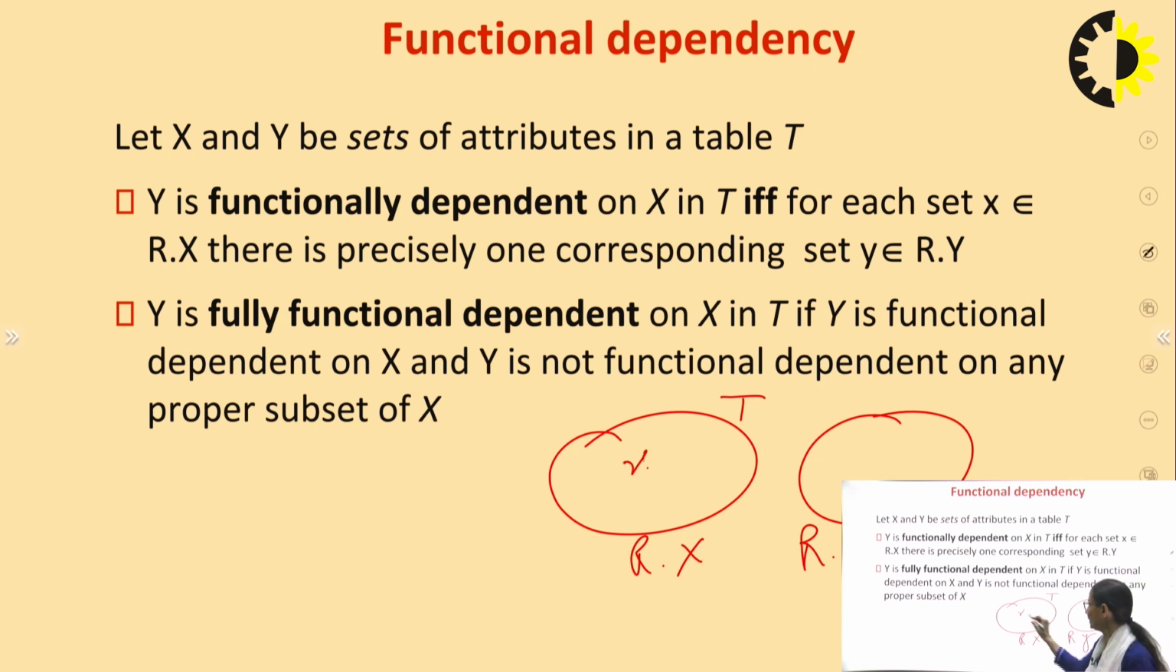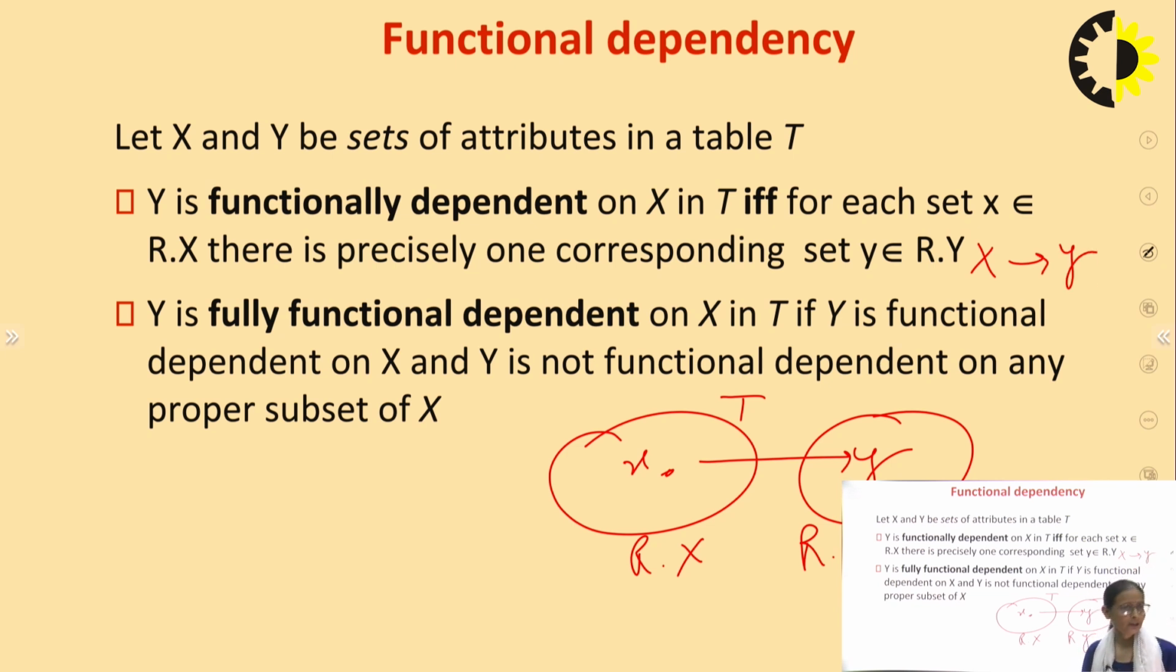Here we have X and here we have the value. Each value of X corresponds to precisely one corresponding value of Y. So we say that Y is functionally dependent on X, and we show it with the help of this symbol.